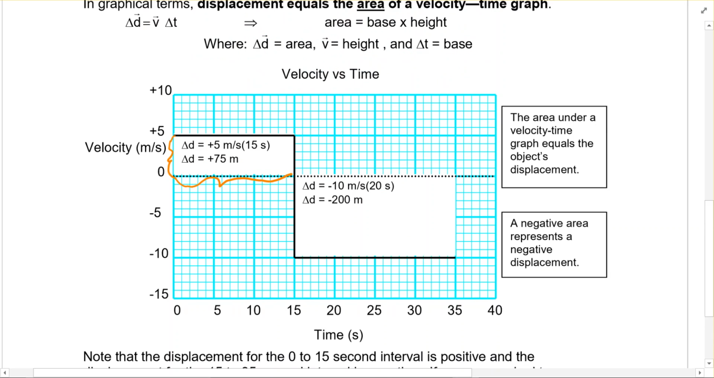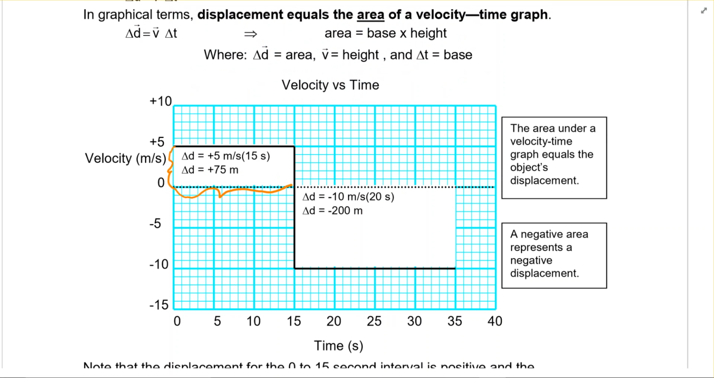I just want to draw your attention to this too, because area is equal to base times height. Our base in this case is time, so 15, and our height is 5. If we do that, we get positive displacement when it's above the 0 dotted line I've got going along there, which makes sense because we went positive 5 times 15. Down here, we went negative 10 times 20. That gave us a negative displacement, which makes sense, because we were to the left of our reference point.